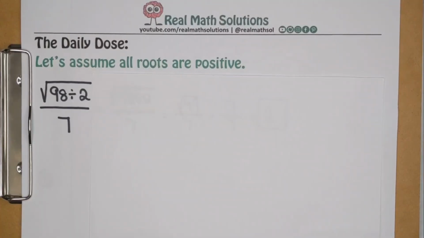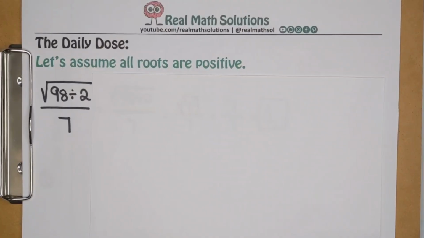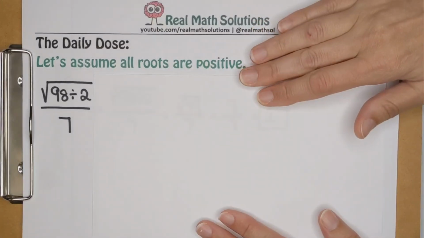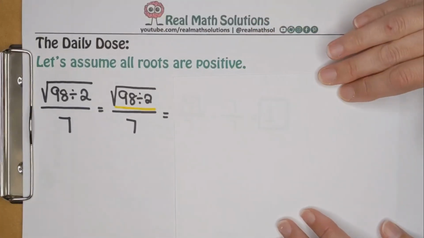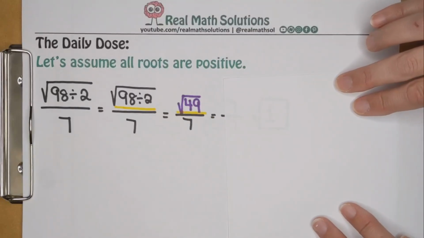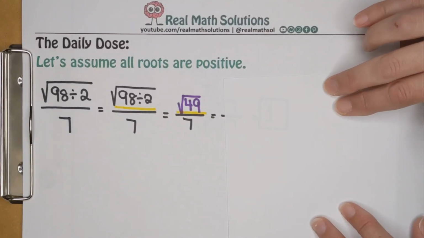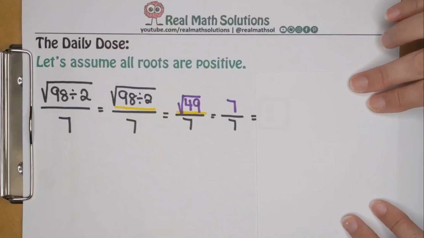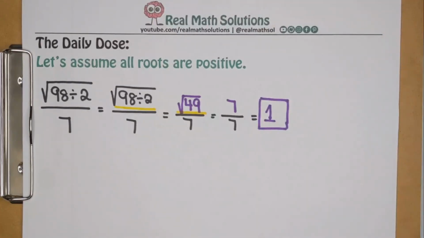Let's test to see how well we can do with square roots in evaluating expressions. To make it simple, let's assume that all of our roots are going to be positive. Well, the first thing we have to do is evaluate our numerator. So that means doing 98 divided by 2. 98 divided by 2 gives me 49, so now I can take the square root of 49. The square root of 49 is 7, which means for my final value, I simply need to do 7 divided by 7, which gives me 1.